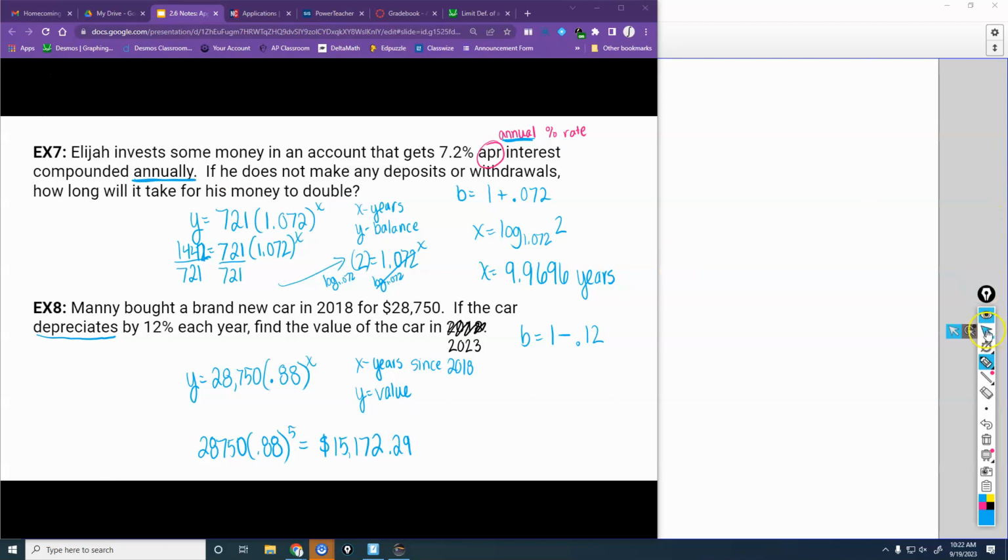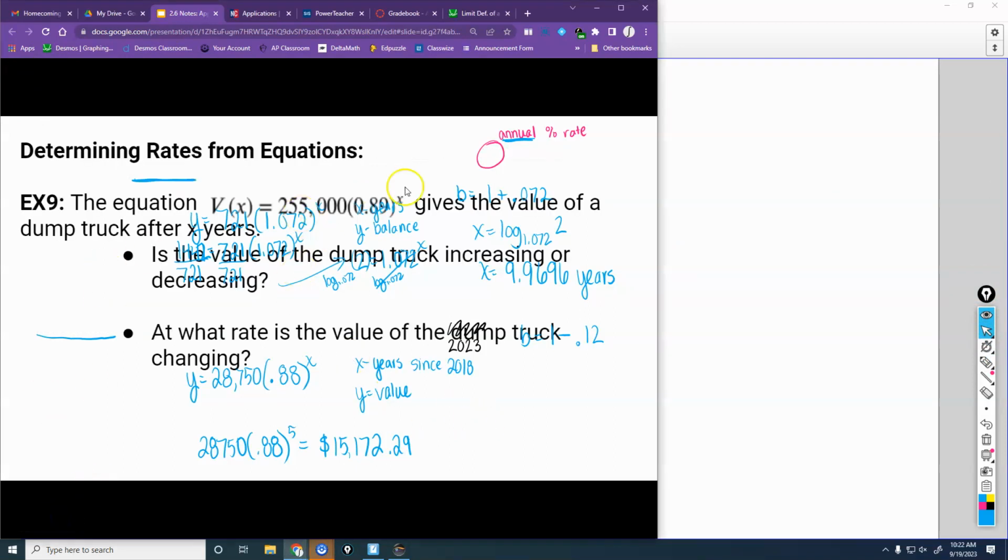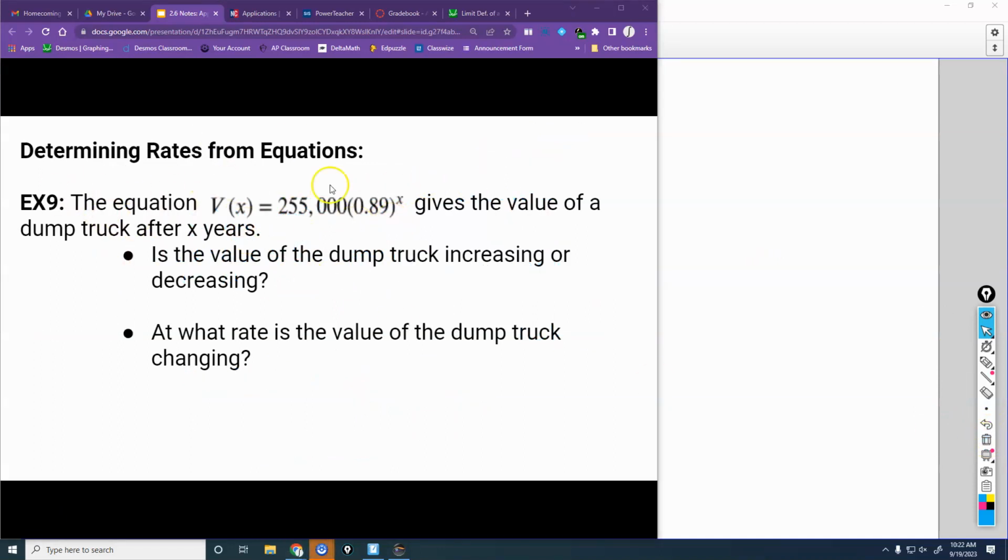Okay? All right, one more thing on these. This is pretty basic here. These problems aren't really ones you have to work out necessarily. So, for example 9, the equation v of x equals 255,000 times 0.89 to the x gives the value of a dump truck after x years. Is the value of the dump truck increasing or decreasing? It's decreasing. How do you know? This number right here, this 0.89, is less than 1. And if that number is less than 1, value decreases.